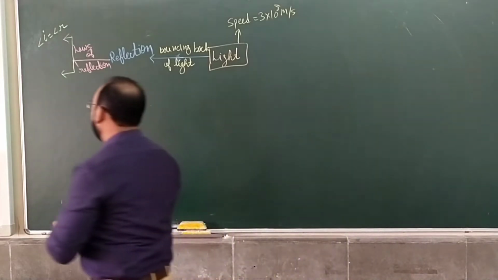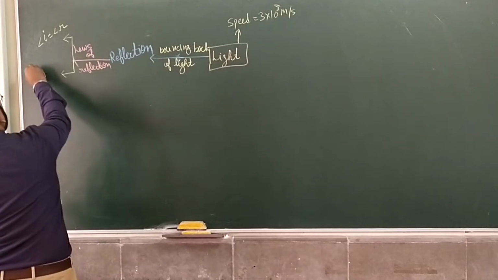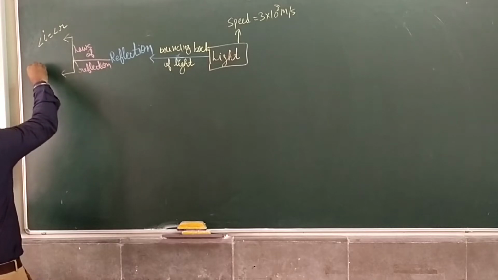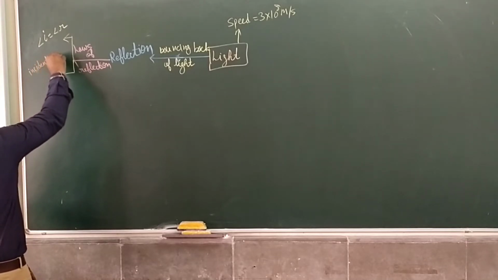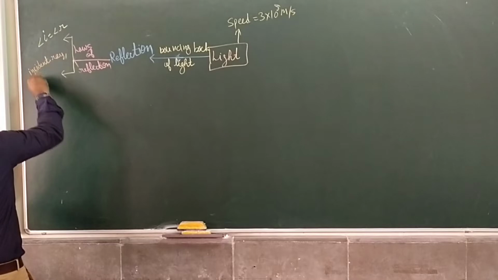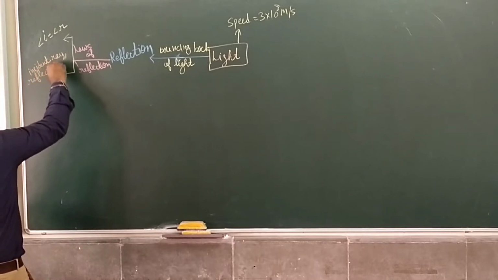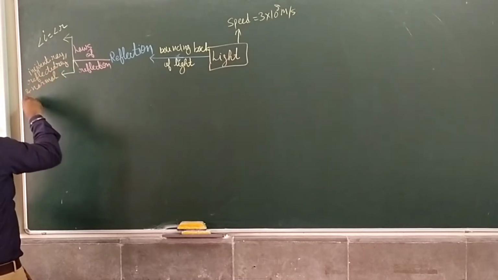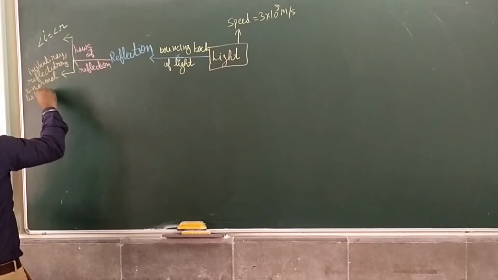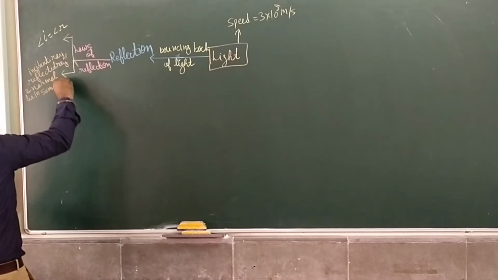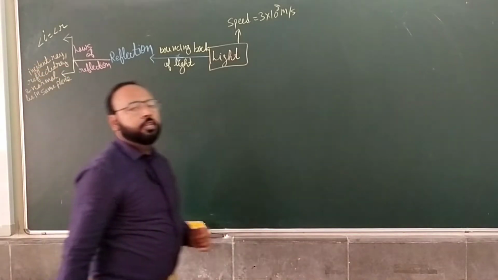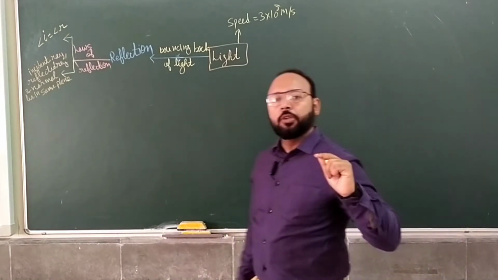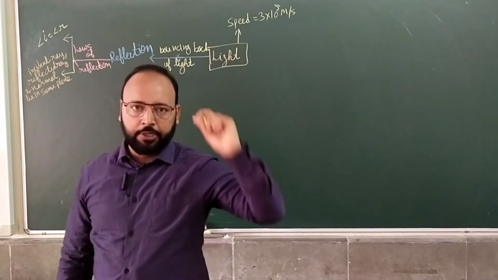Then another law says that incident ray, reflected ray and normal lie in the same plane. These three rays will lie in the same plane, right? Incident ray, reflected ray and normal all lie in the same plane.